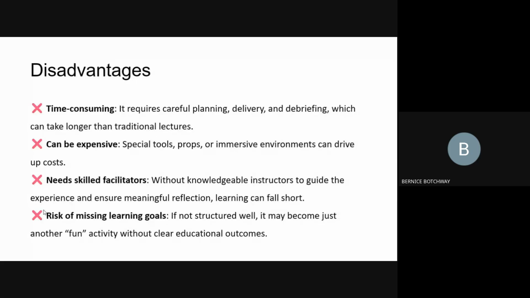So if not structured well, it may become just another fun activity without clear educational outcomes. When we are having practicals with students, okay, every student likes it when it's practical time. So when they are having the experience with it, it's like they become happy. Okay, you might get involved in the fun that they are having. Like you just be happy. I'm doing the same, madam. This is what I did, and you'll be happy that like, oh, the students are actually learning, and then you might end up missing what you intended to teach them.